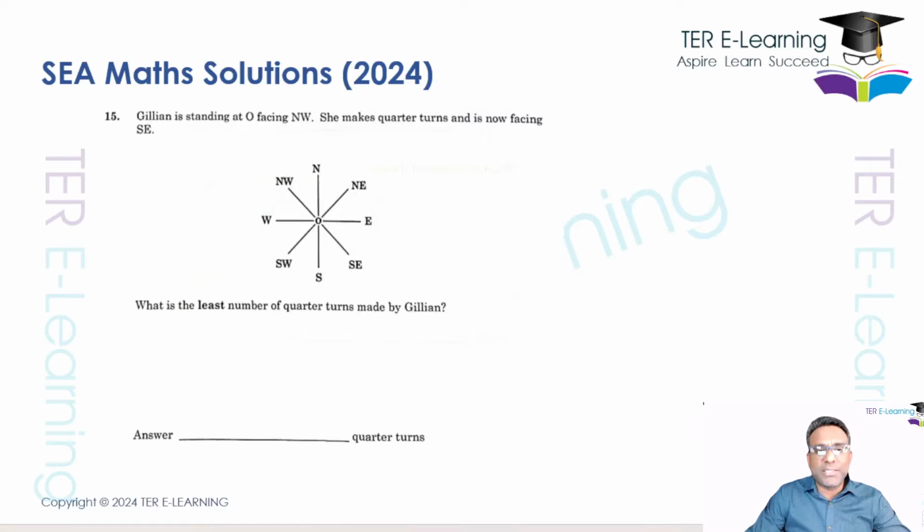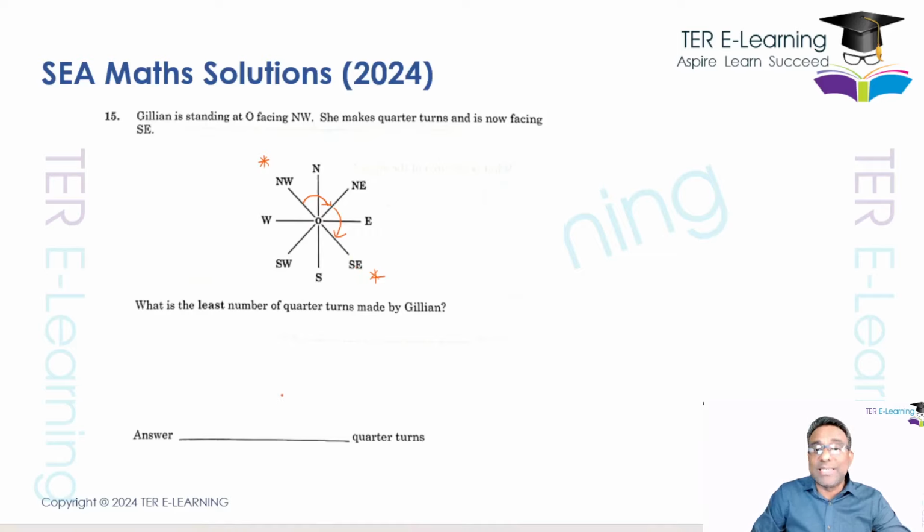Question 15, Jillian is standing at O and she faces northwest. So that means she's facing here, right? She makes quarter turns and is now facing southeast. So she's here, right? Now, what is the least number of turns that can be made by Jillian? Now we're looking at quarter turns, right? So if I go from here to here, that's a quarter turn, right? That's a 90-degree angle. And if she makes another 90-degree turn here, you're going to end up southeast, right?